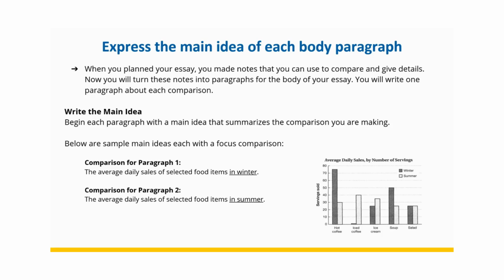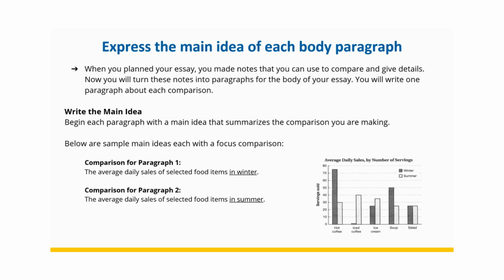For example, the comparison for paragraph 1 is the average daily sales of selected food items in winter, and the comparison for paragraph 2 is the average daily sales of selected food items in summer, which means when you write your body paragraphs, your first body paragraph is going to be only about winter time, and your body paragraph 2 is going to be summertime. So you have to compare them.